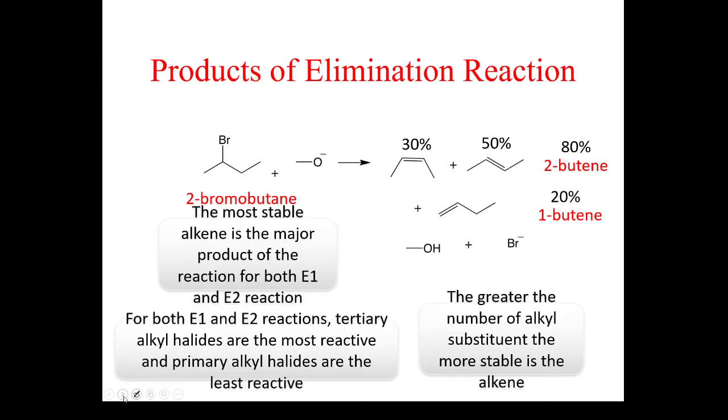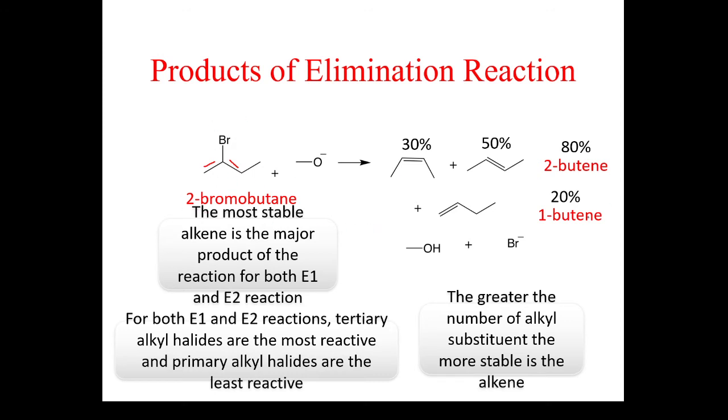So what happens? How do we know what's going to be our best product? We have an alkene. Which way am I going to go? Am I going to make the double bond here, or am I going to make the double bond here? Which is going to be the best? Well, both are possibilities.